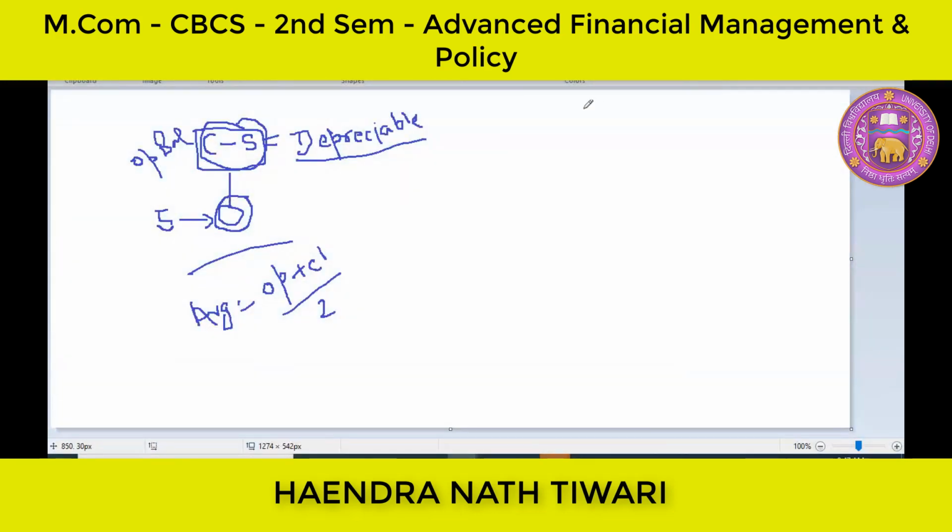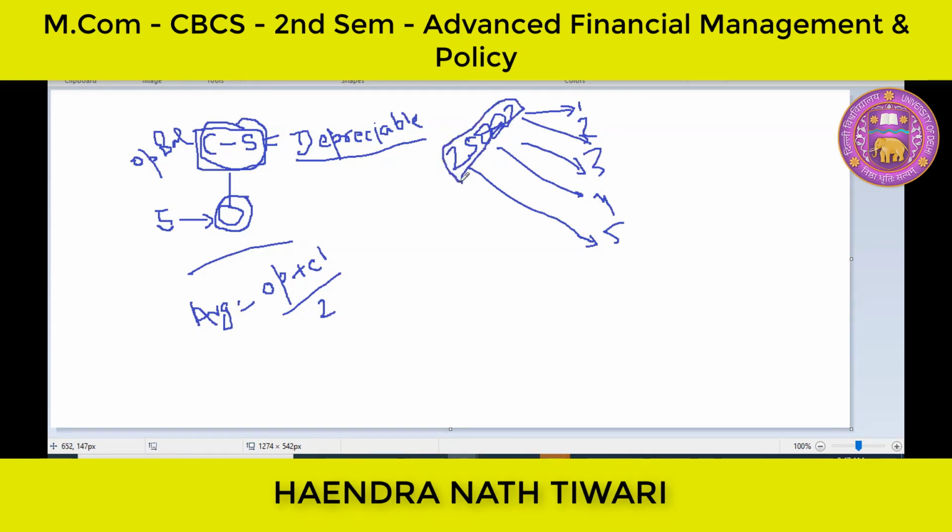Be it year 1 or year 2 or year 3, year 4, year 5, any year, the scrap value of 25,000 is not depreciated. So it remains invested here, here, here, here, and it releases at the end of year 5. So this amount does not get depreciated, it remains invested for all 5 years. Therefore, it is also part of your investment.